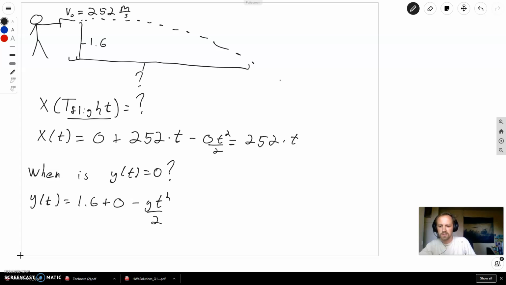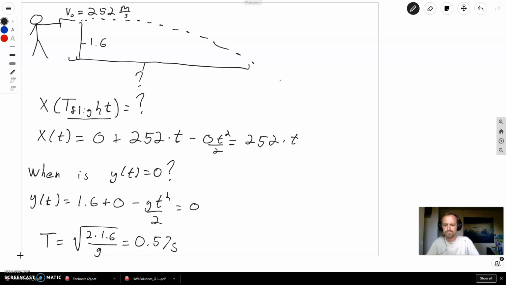So I want to know, when is y of t 0? So I'm going to set this whole thing equal to 0. Now I'm going to solve for time. I will get that the time, which is really the time of flight at this point, equals the square root of 2 times 1.6 divided by g. g is 9.8. And if you have an excellent calculator, like mine, you will get an answer of 0.57 seconds.